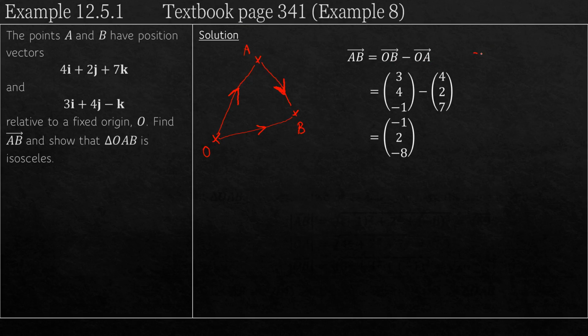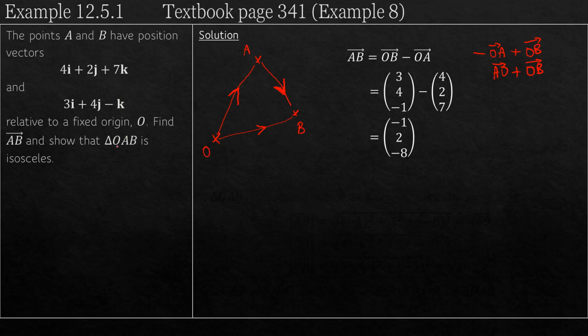We could have written those the other way around. You could have written minus OA and then plus OB. You could have even written AO first with an arrow on top and then plus OB. These all mean the same thing. So that gives us the vector AB, and it turns out to be -1, 2, -8.